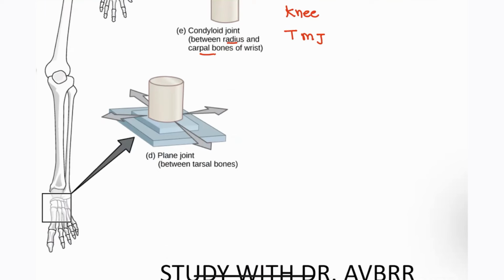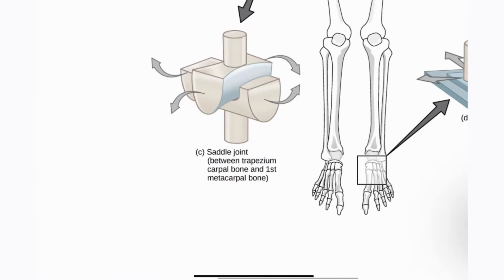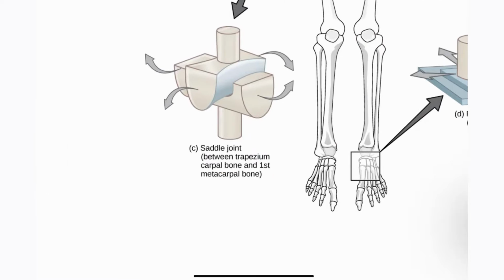Next, plane joints, which are present in the tarsal bones. What are the examples, guys? Intercarpal joints and also intertarsal joints. These are carpal and this is tarsal, examples of plane joints. Next, the saddle joint. This saddle joint is present between the trapezium of the carpal bone and the first metacarpal. Along with that, it is also present in the sternoclavicular joint.